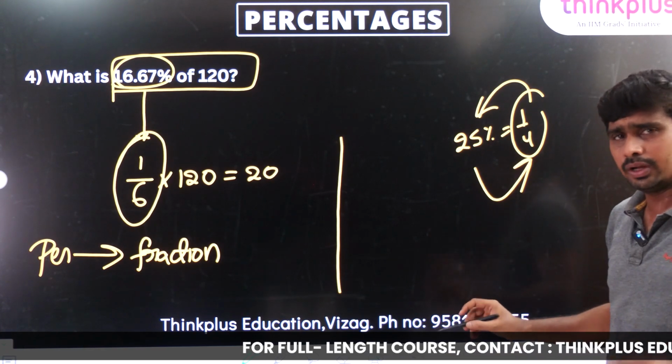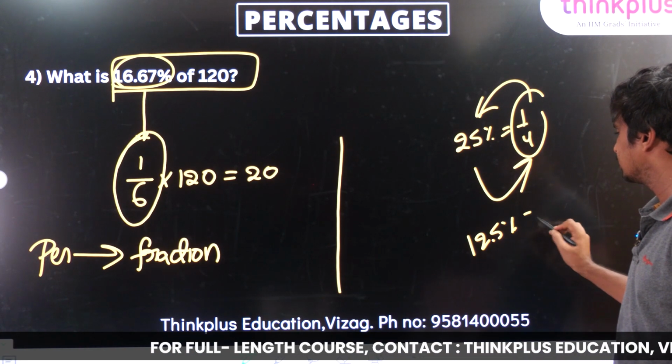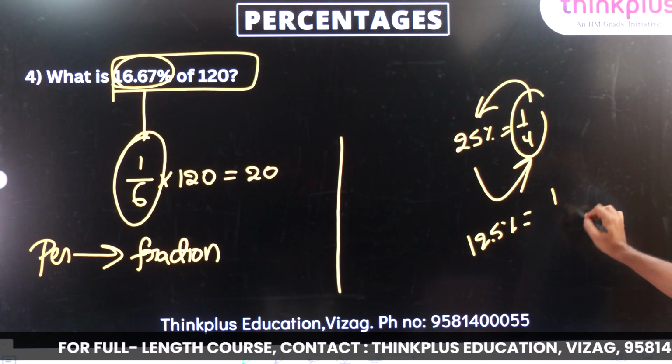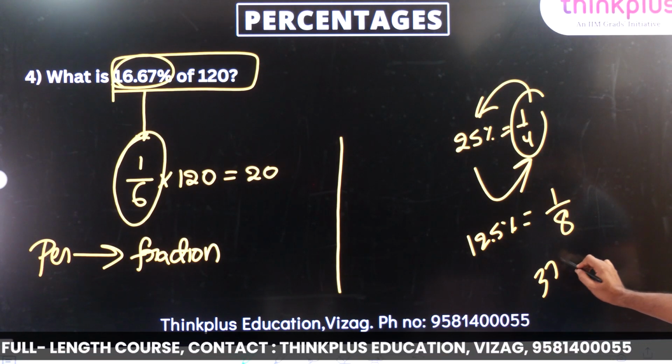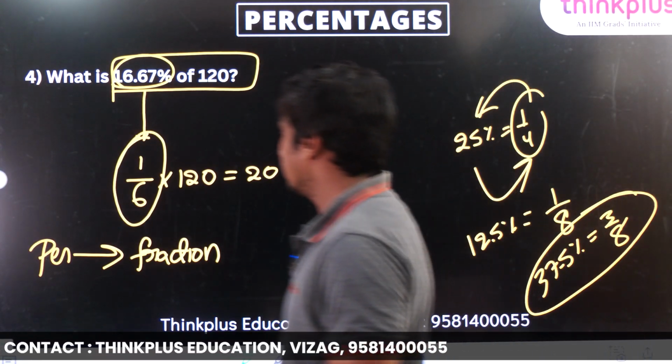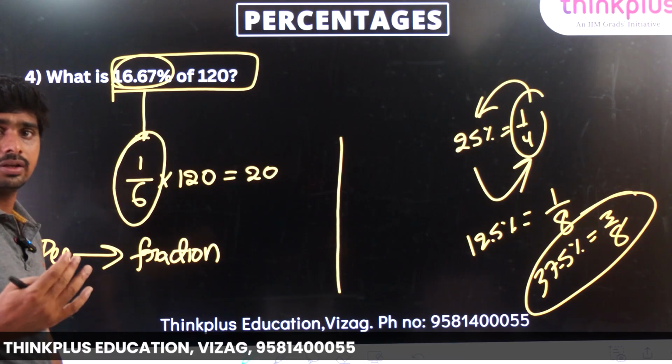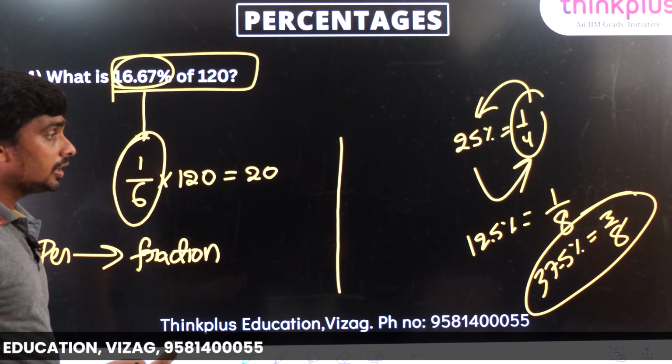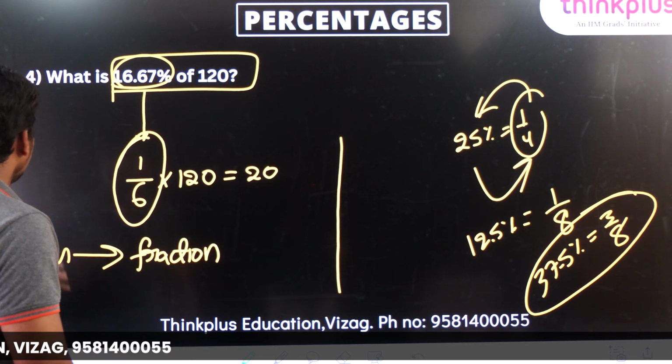If I give you an example, I give you 12.5%, tell me what is this? Yes, 1 by 8. If I give you 37.5%, what is this? 3 by 8. This identification really tells your ability in math. So you can build that ability in the next 6 months' time.